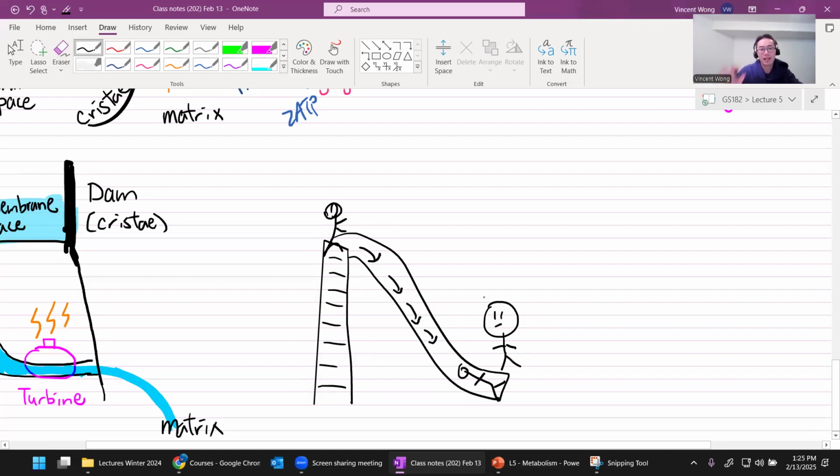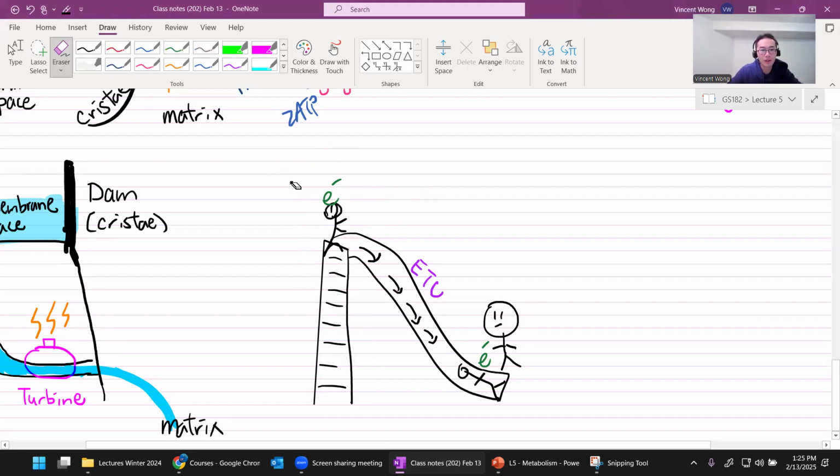In this analogy, the slide is the ETC, and the kids are the electrons. These are the electrons. So once the electron goes down the ETC, they have to leave the bottom. They have to leave the last protein before the next electron can go. Otherwise, the electron is just going to be stuck at the top and have nowhere to go.